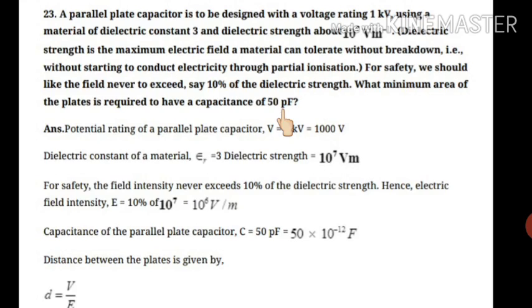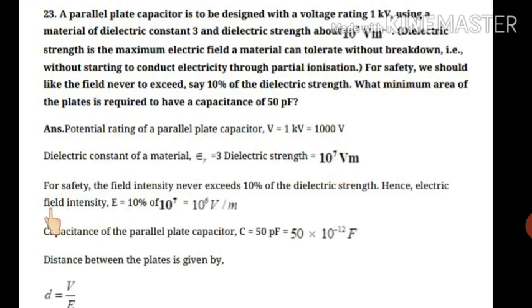50 picofarad. Okay. So now what all things they have given us, let's write that. See, they have given 1 kilovolt. 1 kilovolt means 1000 volt. Dielectric constant they have given 3. Dielectric strength they have given 10 to the power 7.